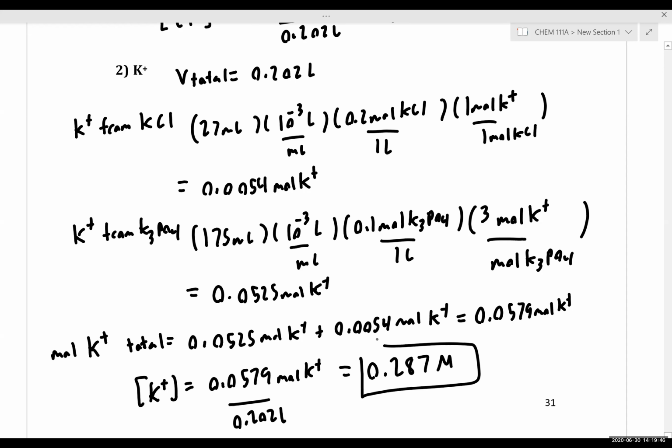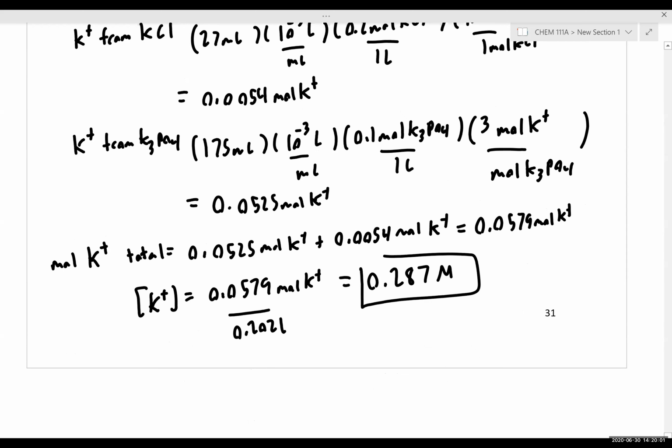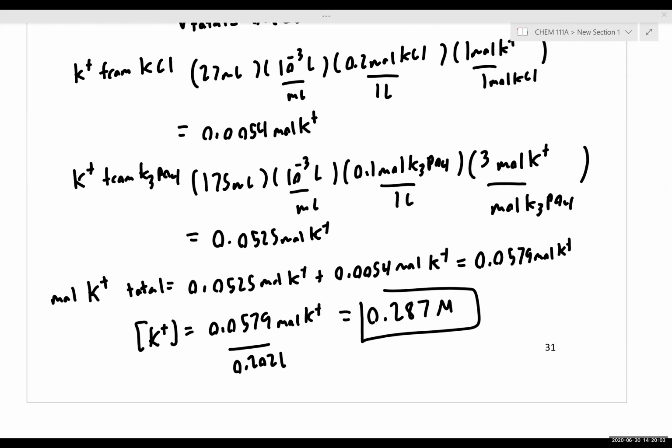Does this example make sense to everyone so far? Any questions on this example? So we have concluded our discussion of chapter 5. And now what we're going to do is we're going to transition and begin the laboratory experiment for today.